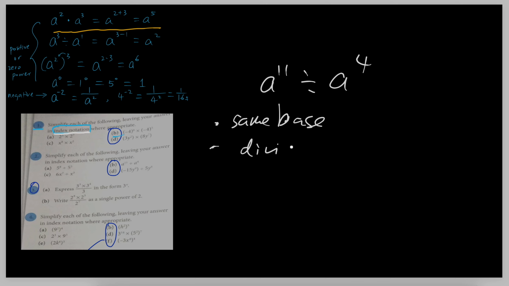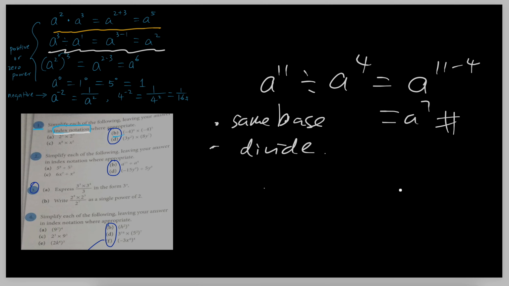This question. So it's a to the power 11 divided by a to the power 4. Can you see it's the same base? Same base and divide, so which rule do you use? Second one. So the same base will give you the same base, and the power you need to minus. Yes, so it's 11 minus 4. It's a to the power 7. So this is index notation. Are you clear? Next question. Next question is this one.